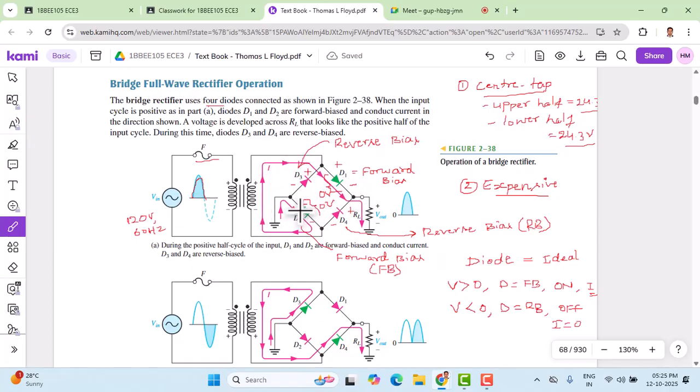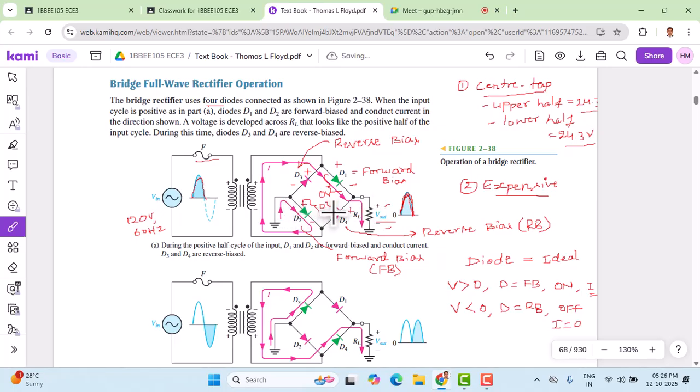Current, as we have mentioned, starts from D2, then goes through the transformer, then back through D1, and goes to the RL. The voltage drop across RL has plus and minus polarity, shown here. This is the voltage drop, the output voltage V out. As we see here, the exact positive half cycle appears as the output voltage. So this is what happens during the positive half cycle.